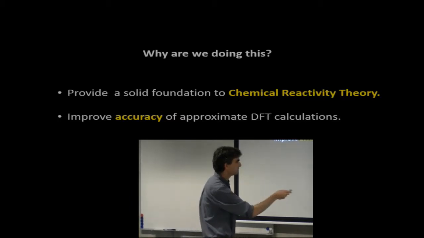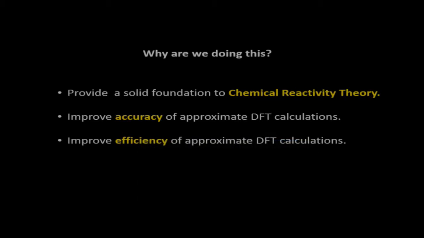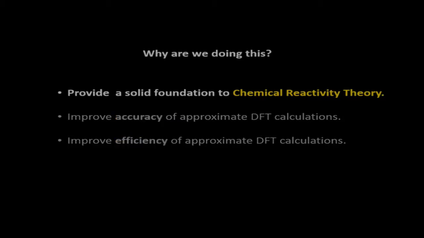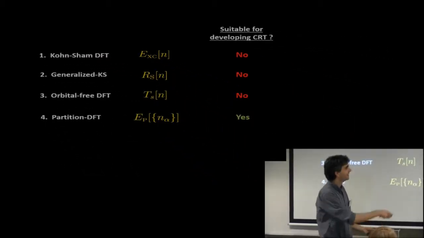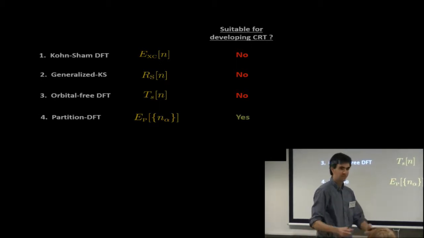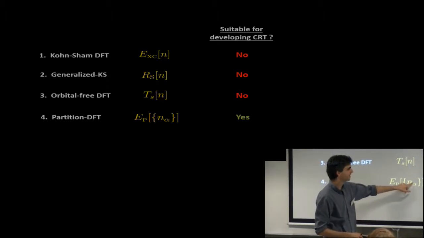But also to improve the accuracy of approximate DFT calculations and to improve the efficiency of approximate DFT calculations as other fragment methods. That's the reason why many of the fragment methods and embedding methods are developed. So let's start with a few words about that. So this slide here, going back to my initial slide, none of these other methods, when the main variable is the total molecular density, can be used as an appropriate framework to do chemical reactivity theory because, again, the goal of CRT is to get properties of the molecules from properties of the fragments, and if you have no definition for the fragments, then that's hard to do.